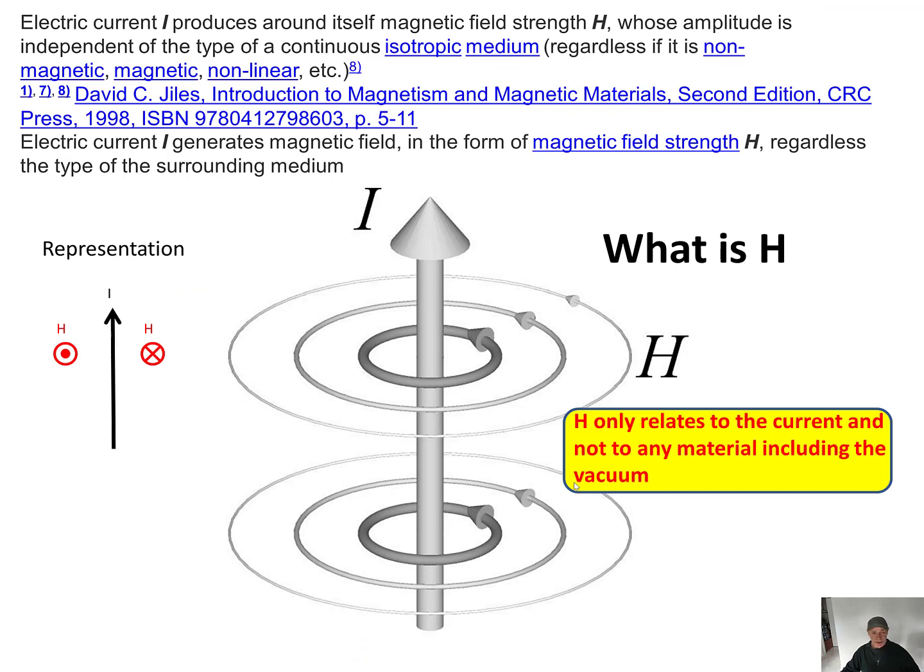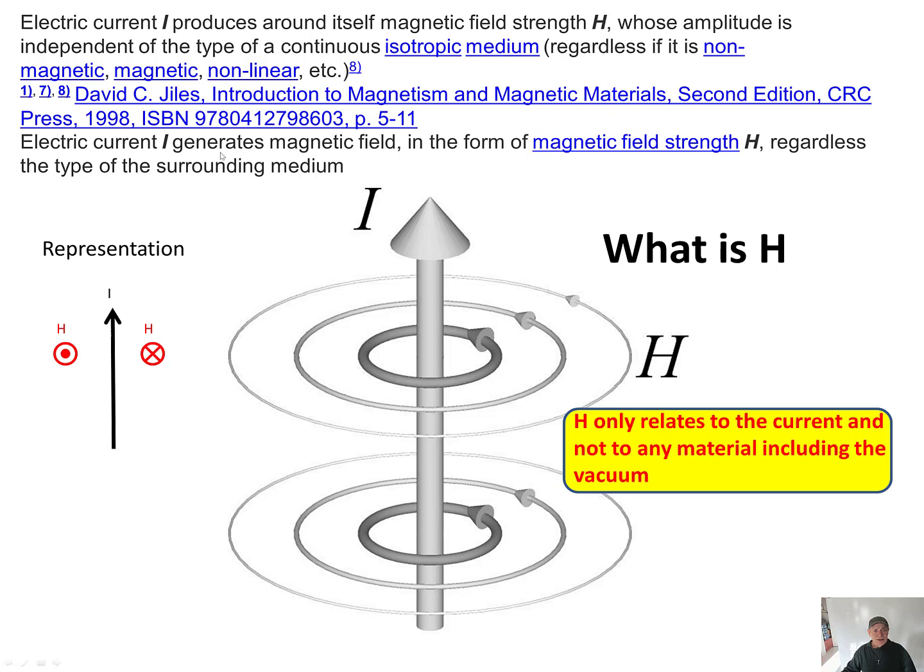So what really is H? Electric current I produces around itself a magnetic field strength H, whose amplitude is independent of the type of a continuous isotropic medium, regardless of if it is non-magnetic, magnetic, nonlinear, etc. This is from a book by David C. Giles, Introduction to Magnetism and Magnetic Materials, 2nd edition.